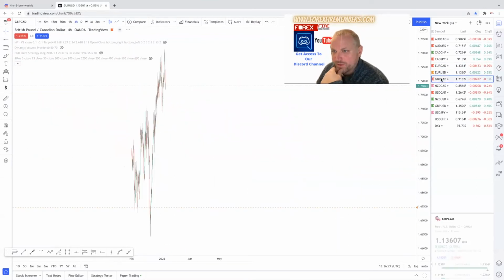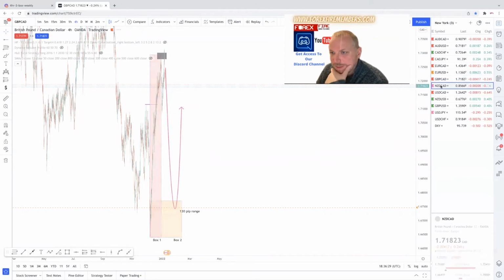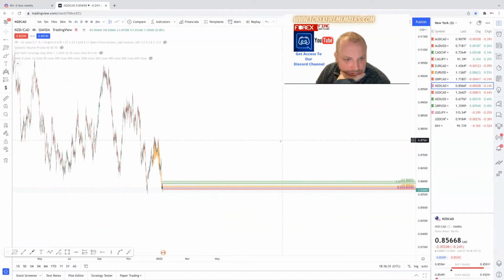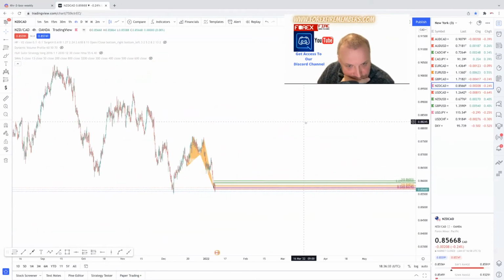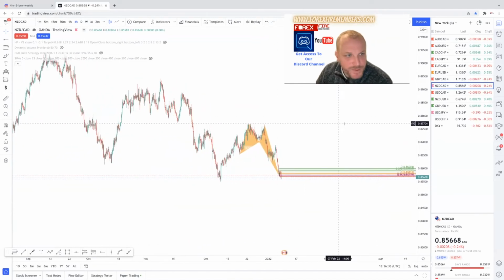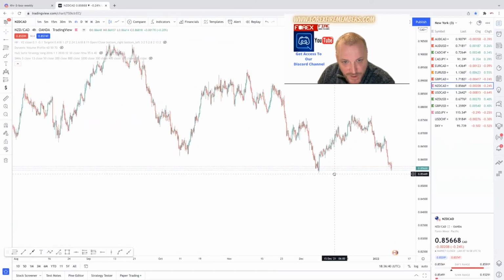Euro USD, I wasn't going to change. We had that as a 4-hour setup. NZD card. Again, there's a bit of a harmonic there. I'm not going to go into harmonics today. That's for a later session, to be fair.